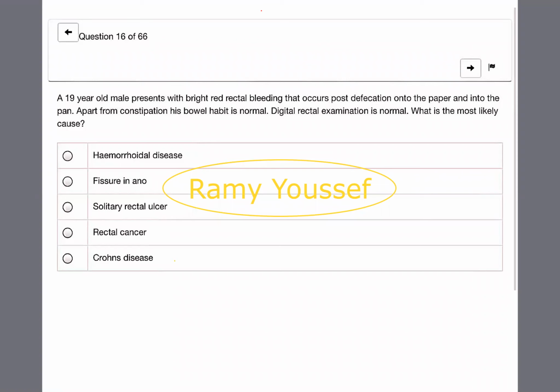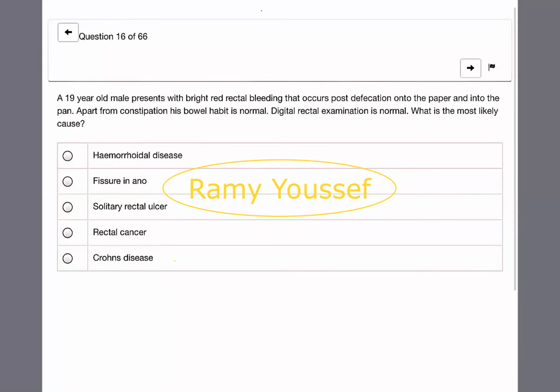Yes, exactly. A fissure in anus is painful. Solitary rectal ulcer also will be painful, with bright blood with defecation, and with digital rectal examination the ulcer will be felt. So he told you the digital rectal examination is normal. Rectal cancer you can feel by digital rectal examination, and this is a young boy, and this is not the typical picture of rectal cancer.